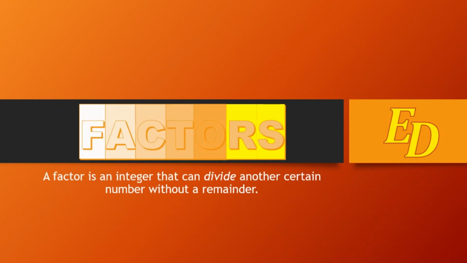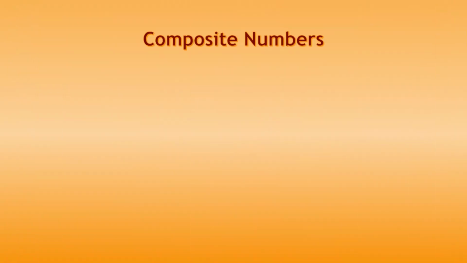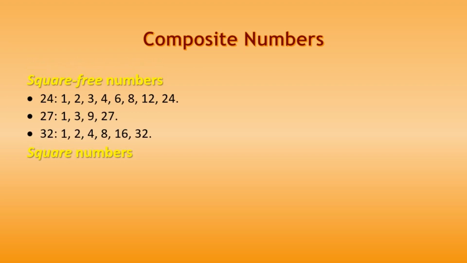A factor is an integer that can divide another certain number without a remainder. Any number with more than 3 factors is a composite number. Now, while square numbers are products of a number multiplied by itself, square-free numbers are not square numbers. The factors of these 3 numbers are gotten by the same process.